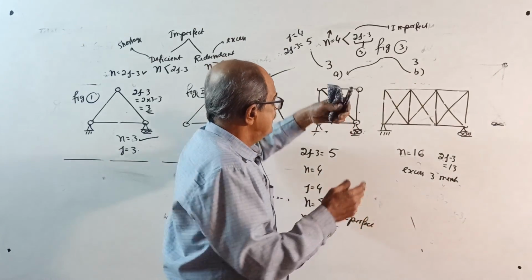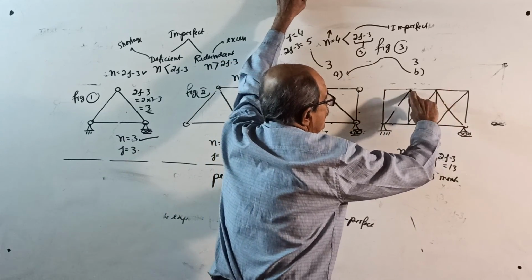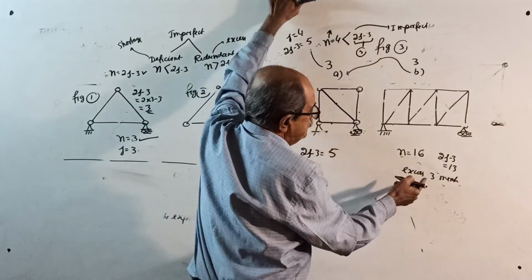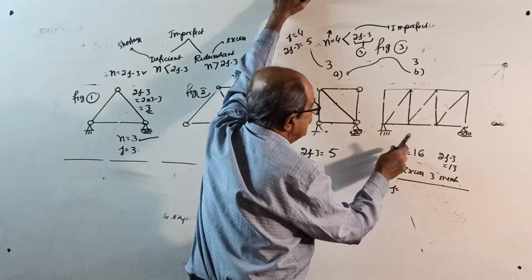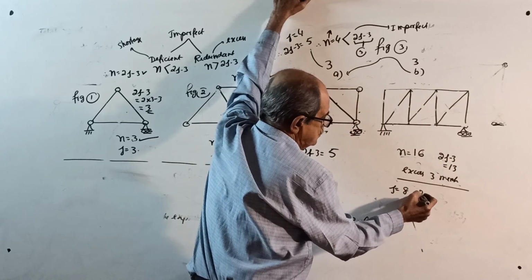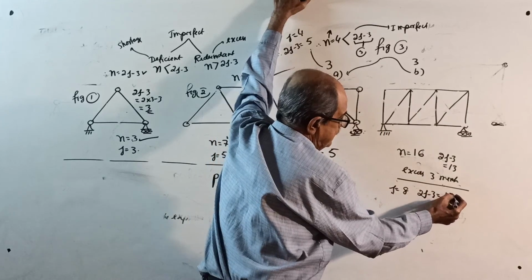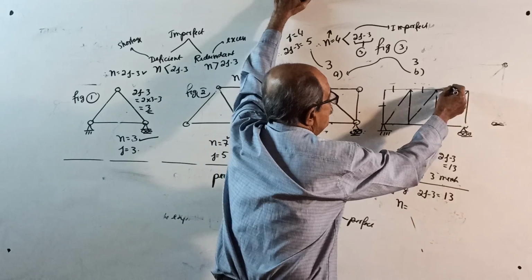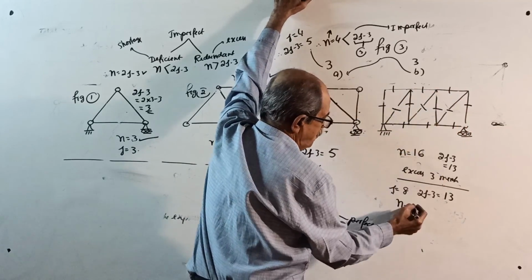Actually redundant. Now do one thing. Remove 3. See here. 1, 2, okay. Remove this one, 3. See what happens now. Now if you remove 3, the number of joints is still how much? 1, 2, 3, 4, 5, 6, 7, 8. 8. So 2j minus 3 equals 2 into 8, 16 minus 3 is 13. Now count the number of members: 1, 2, 3, 4, 5, 6, 7, 8, 9, 10, 11, 12, 13. Oh, 13.